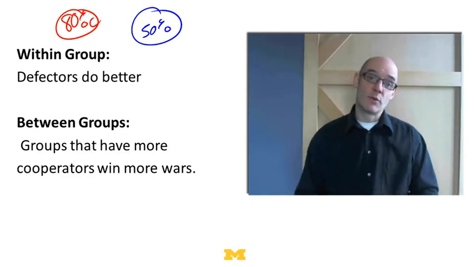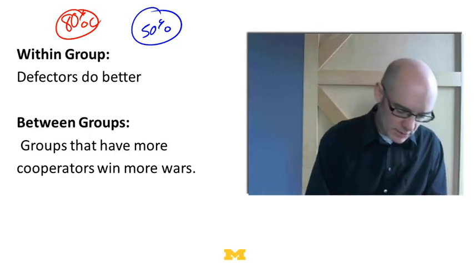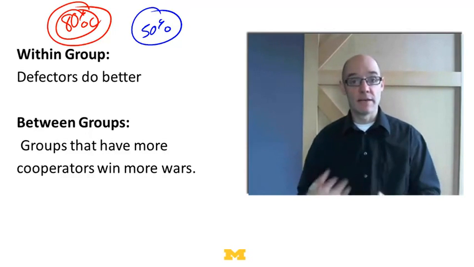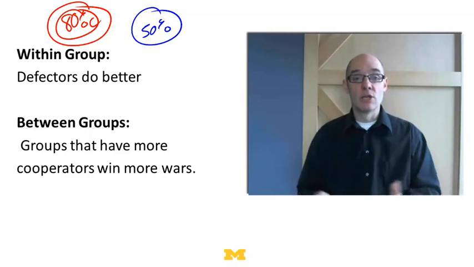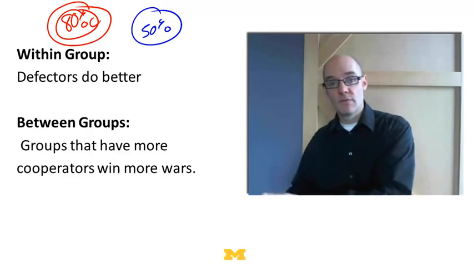Now let's suppose that the red group and the blue group go to war. Well, who's likely to win? The red group is likely to win because they've got more cooperators, and over time they've benefited more. They probably have more food, better technology, all sorts of stuff. So when you think about going to war, groups of cooperators are likely to beat groups of defectors.